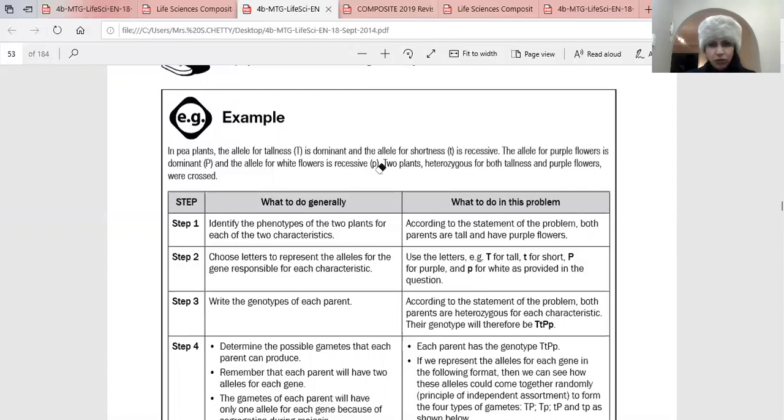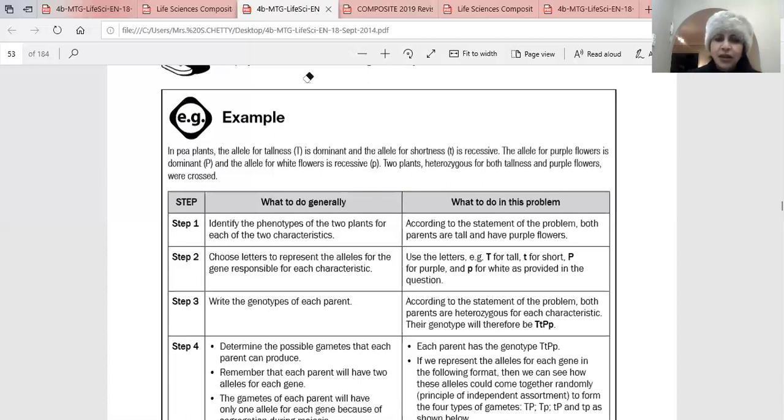Once again, both the dominant characteristics, tall and purple. One dominant and one recessive, tall and white, tall being dominant, white being recessive. Or short being recessive and purple, short and purple. Or 2 recessives, short and white. 4 possible phenotypes.